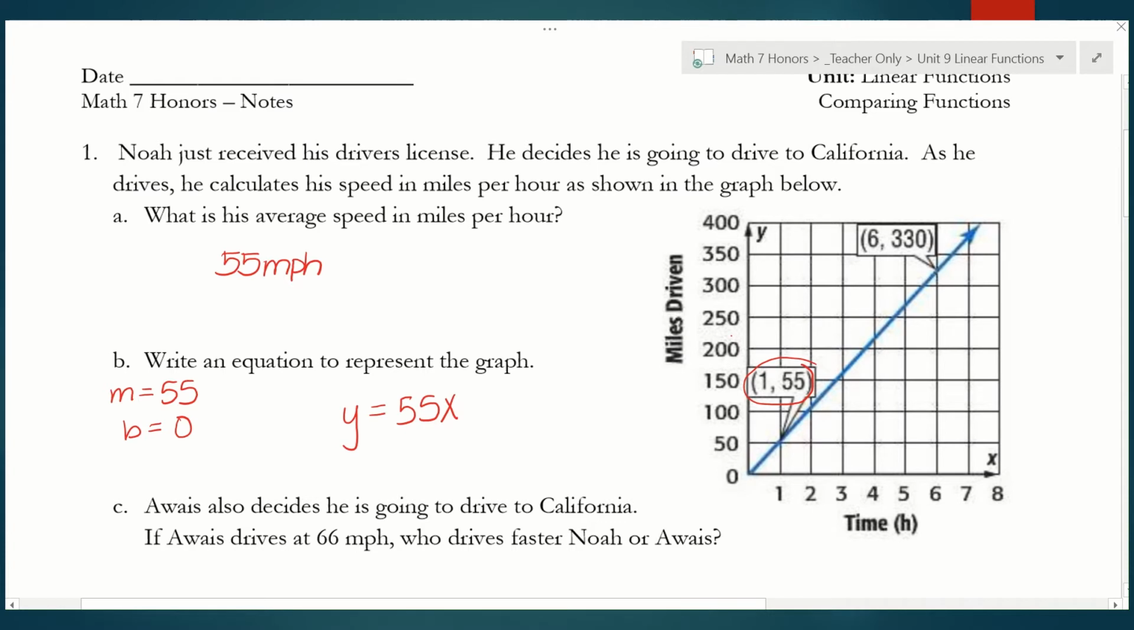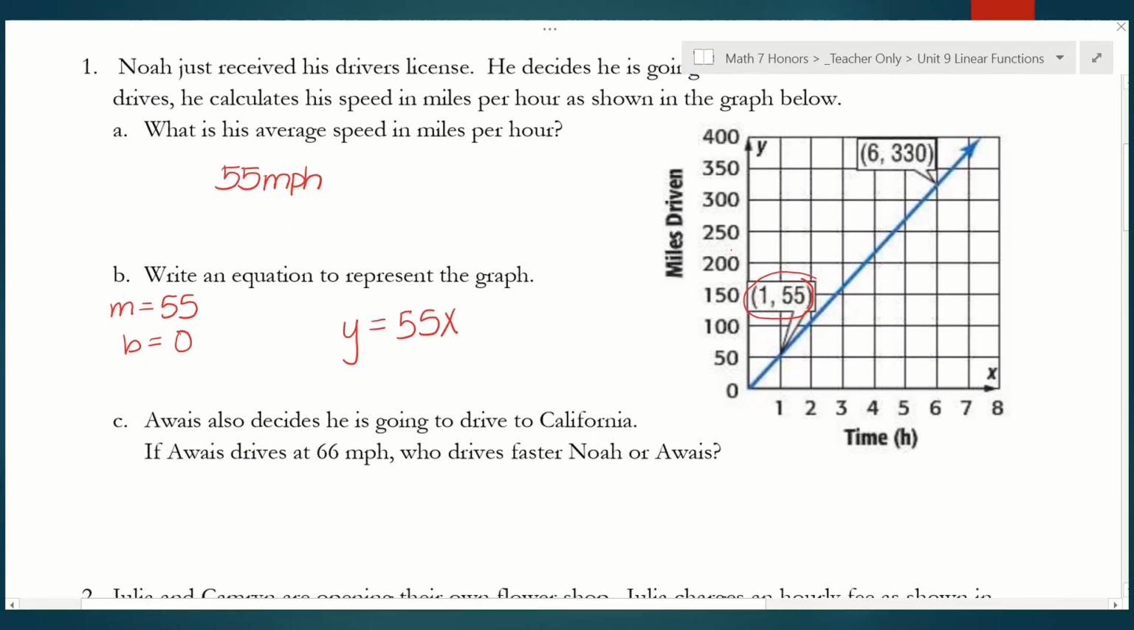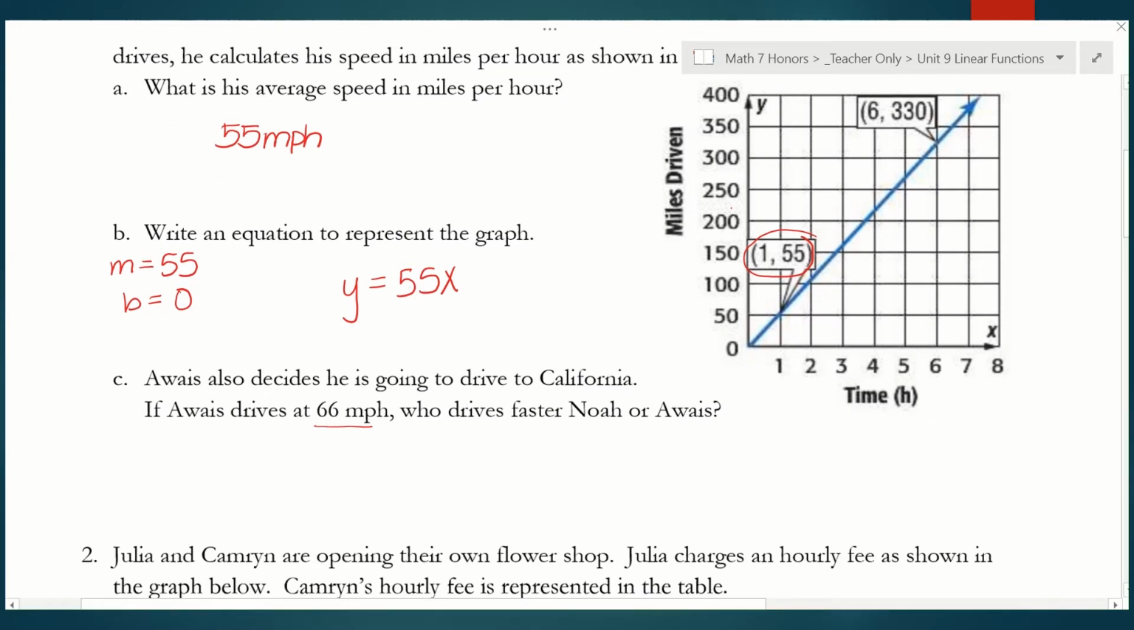Part C, Ayisha also decides she is going to drive to California. If Ayisha drives at 66 miles per hour, who drives faster, Noah or Ayisha? Okay, so if Ayisha is driving 66 miles per hour, I know that is faster than Noah, because Noah was only driving 55. So we can say Ayisha.